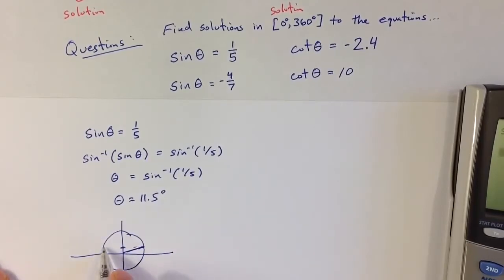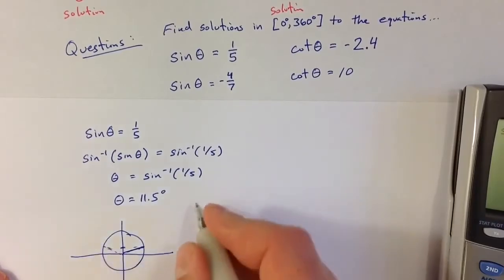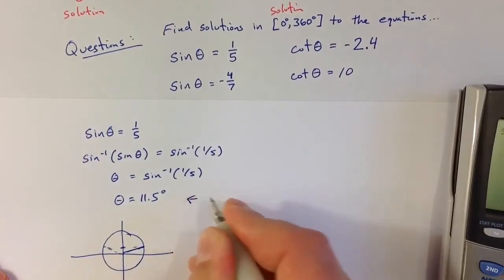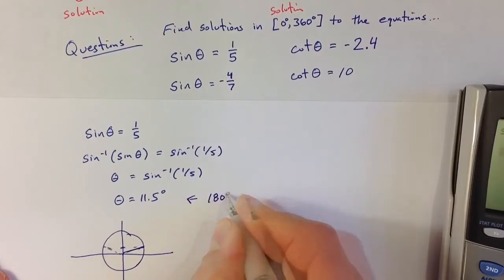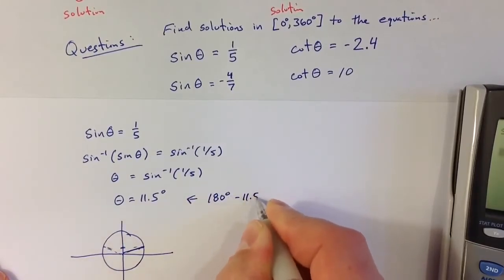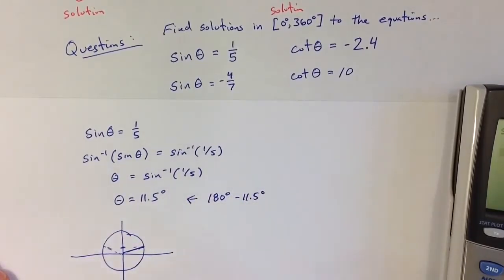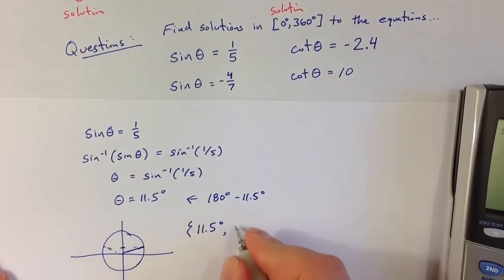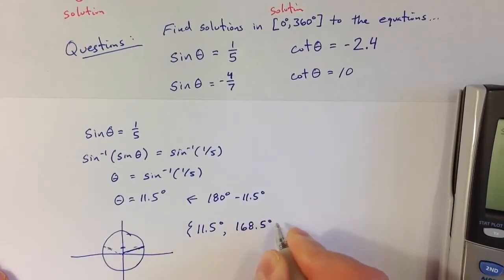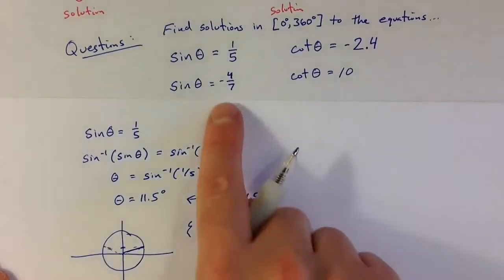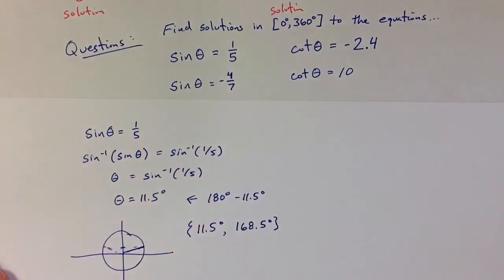There's a second solution in quadrant 2, and we can find that by taking 180 degrees minus 11.5 degrees. And so a second solution would be 168.5 degrees. The process for -4/7 is the same, so if you had trouble with this first answer, I encourage you to take a moment, pause the video, and work on that second question.